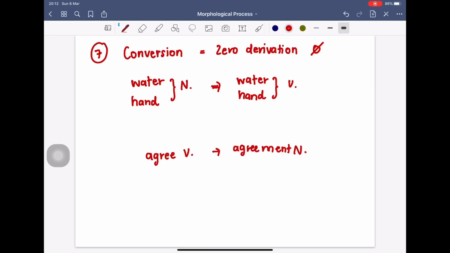Because for affixation, what you need is the root and the affix. But for conversion, you don't need to do anything. You don't need to add anything, but it can be assigned with different part of speech. Okay, that is for number 7. Really simple. I give you some sentence like I need some water. I need some water. That is for the noun. And if you want to make a sentence with the verb, you can say I water my plants every day. That's it. Really simple, right?